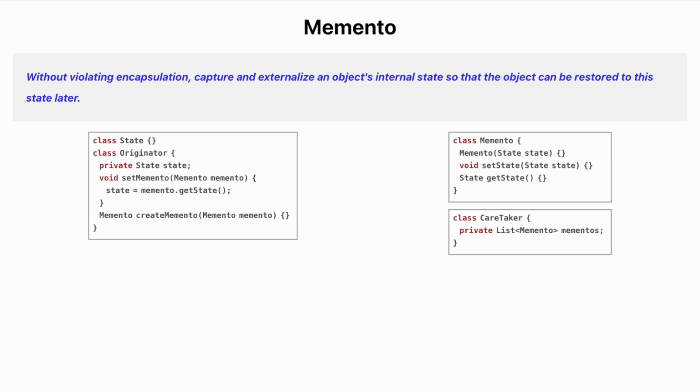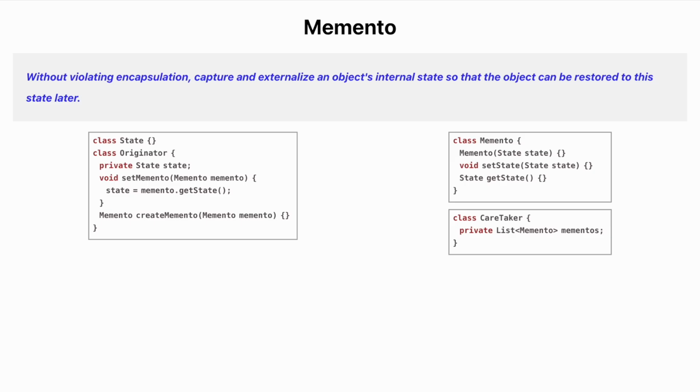Memento. Without violating encapsulation, capture and externalize an object's internal state so that the object can be restored to this state later. Here, the originator has a create memento operation which will create a memento instance which will contain the originator state which the client can obtain from originator and store it. Later, when originator state changes and client wants to set previous state in the originator which was stored, client can call set memento operation in originator passing the memento instance.